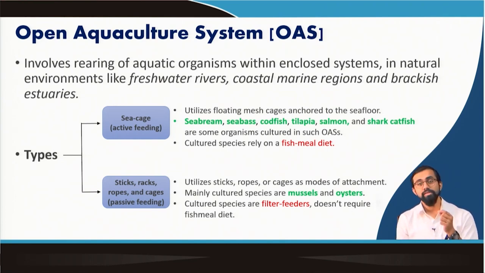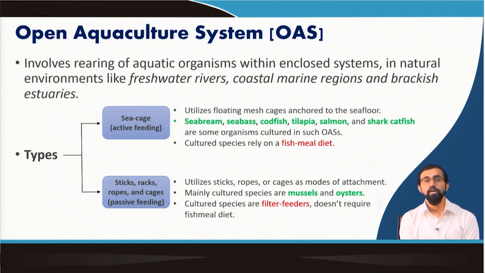However, the main difference here is that in this kind of culture with targeted aquatic species, we need to rely on the fish meal diet. We need to provide them with the fish meal additionally. So no matter that it is cultured in the natural ecosystem, it still semi completely relies on the active feeding, the feed that you are supplying to the system.